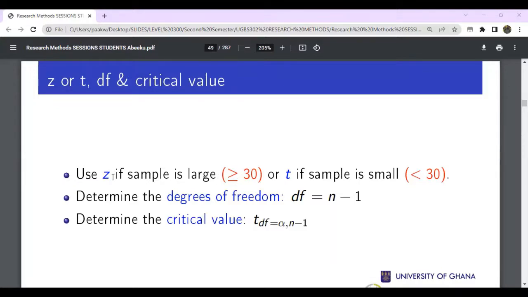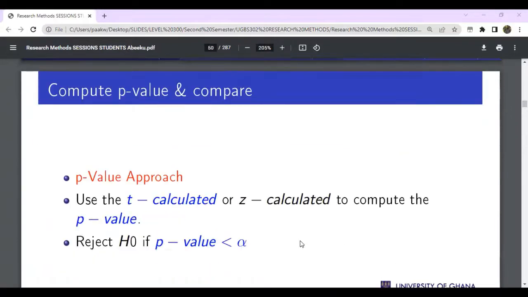So when you look on the screen, you see that you use Z if the sample is large. So how large is large? My sample is large if n is greater than or equal to 30, and the sample is small when n is less than 30. So we determine the degrees of freedom by subtracting 1 from n. And this is how we determine the critical value. So it is the alpha, then you match it with the degrees of freedom. All right. So let's move on.